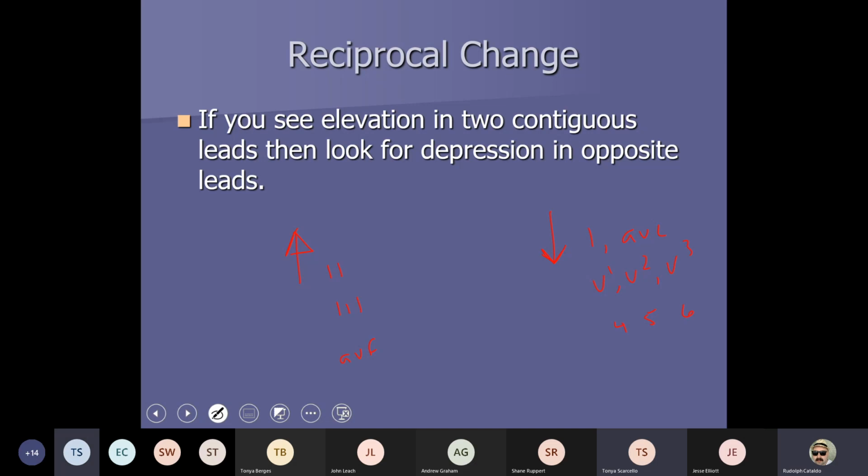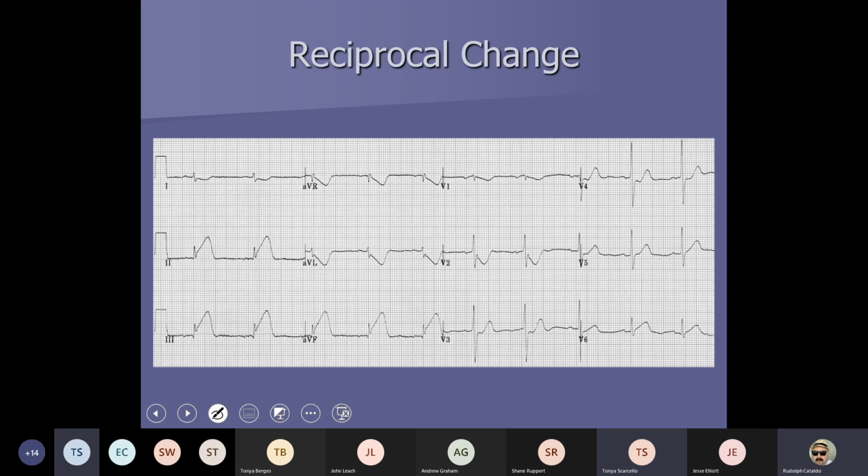That is a reciprocal change, when we see something opposite happen in the opposing leads. So let's look at my right side of my heart. Which leads am I looking at for the right side? Two, three, AVF. Okay, 2, 3, and AVF. So that's my right side.